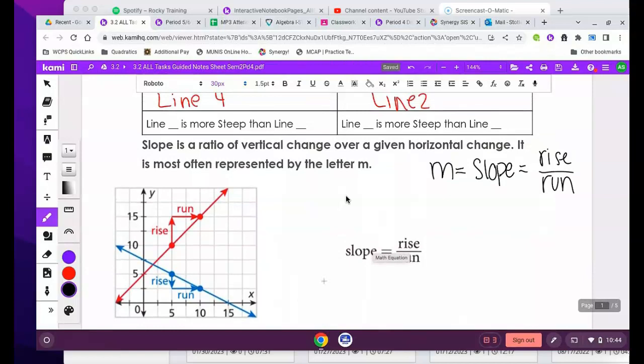So we're going to look at these two examples to help us visualize that. In this first example, the red line, we have a rise of this many, so from 10 to 15, that's 5, over the run, which is over from 5 to 10 as well. So from 5 to 10, that's also 5, and then we divide. 5 divided by 5 is 1. Notice that it's a positive 1, so it has a positive slope.